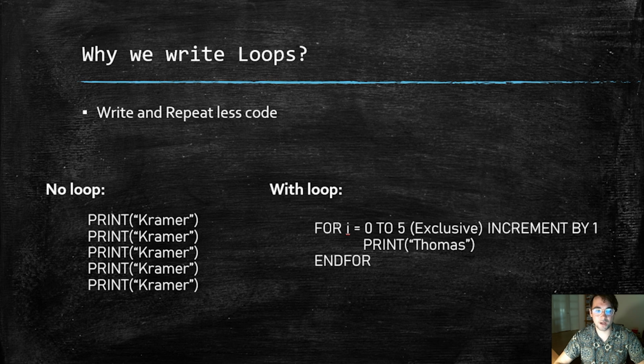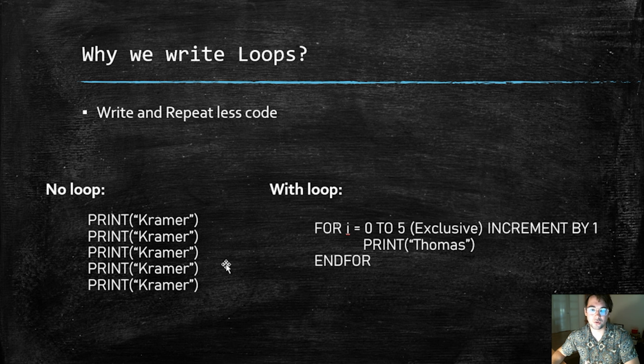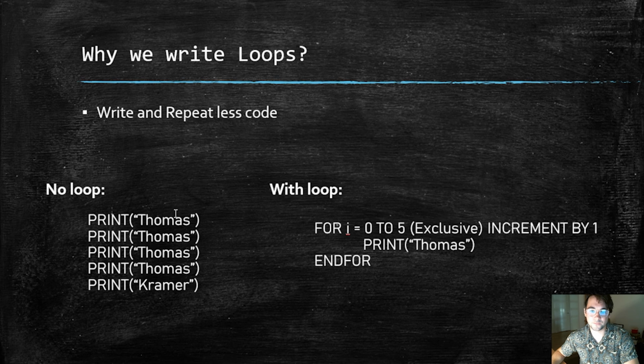Another cool feature about loops is, say I want to update my program. And now instead of printing my last name, I want to print my first name. So what I do is I simply just update the statement in the loop from print Kramer to print Thomas. And now I will print out Thomas 5 times. Whereas if I want to change my code where I was not using a loop, I would have to go through each statement and update each line to print Thomas. And it's just a lot more error prone and it's just not as ideal as using a loop.